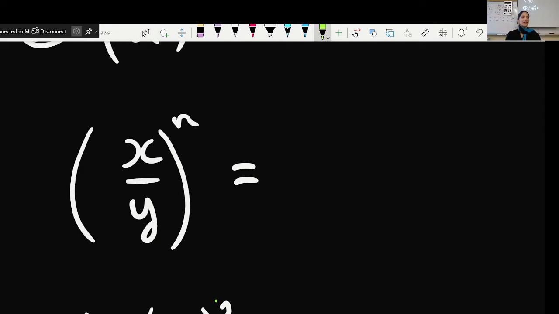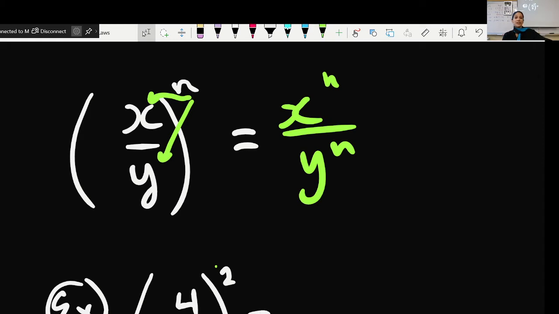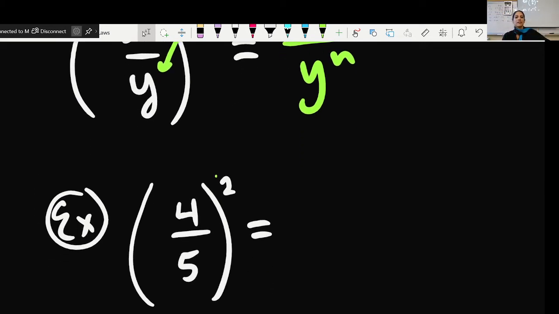And then how about when we get something like this? If we have an n on the outside and the whole thing is in brackets there, x over y, what does that end up being? Thanks, Liam. X to the n over y to the n. So what happens is we distribute the n up there and right there. If you have fractions and then you have an exponent outside, you have to distribute that exponent to the top and the bottom of the fraction.